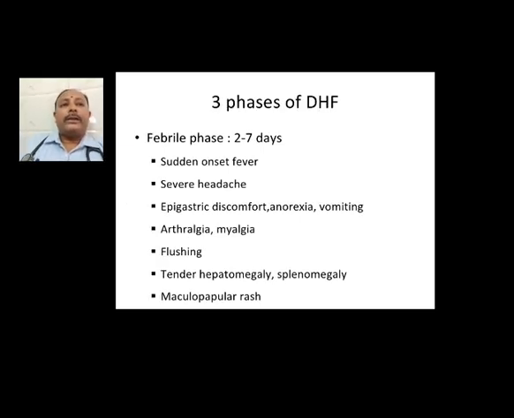Now, 3 phases of dengue hemorrhagic fever. Febrile phase, 2 to 7 days, in which there is sudden onset of fever, severe headache, epigastric discomfort, anorexia, vomiting, arthralgia, myalgia, that is joint pains and muscular pain. Also flushing, tender hepatomegaly, splenomegaly, maculopapular rash.